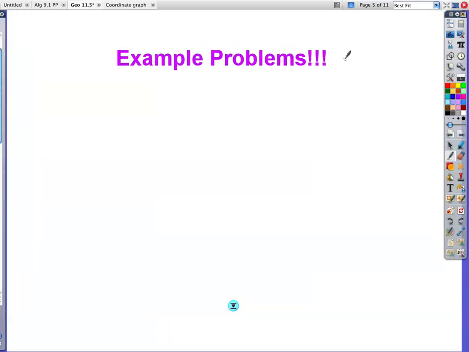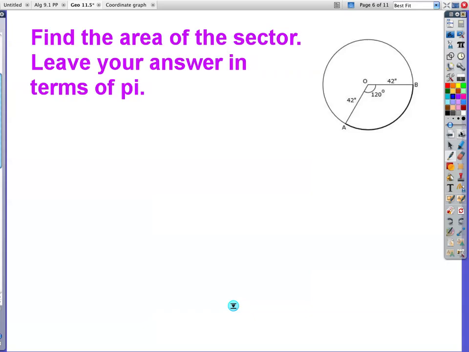Okay, example problems for section 11.5. We need to find the area of the sector. It's not shaded, but that's okay. We are going to leave our answers in terms of pi. I wish the book did more of this. Basically, this means you are not going to touch your pi button. Every time you want to touch it, you're just going to keep the pi in the problem.